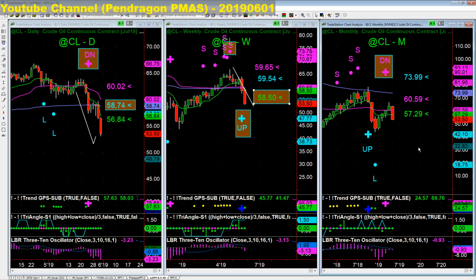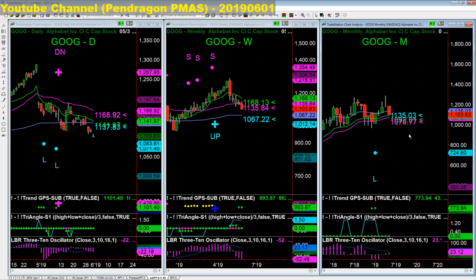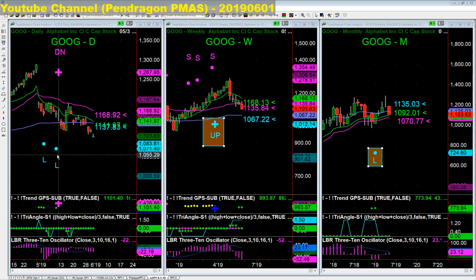Now, the next thing we're gonna look at is Alphabet or Google. All right. So first up, again, let's look at the trends and signals on the long term, on the monthly chart. Okay, we have a long signal still in effect from a few months ago. So technically, it's still a long trend on the monthly chart. Now on the weekly chart, yes, we still have a long trend, an uptrend. There's an uptrend alert right here.